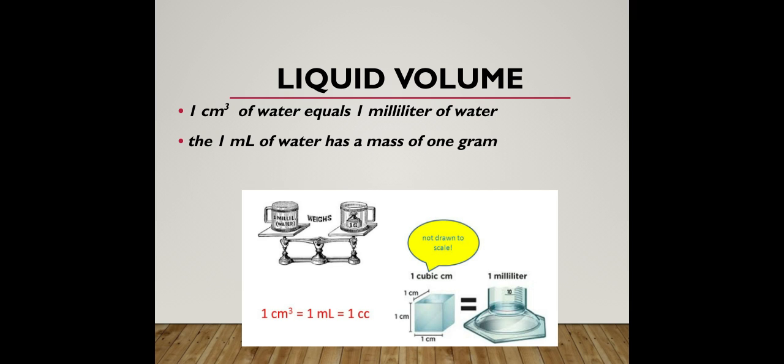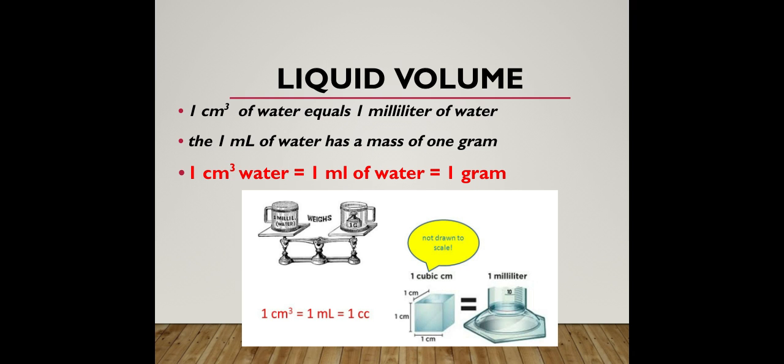And you may have also heard the term cc, like in a syringe to give an injection or a shot. Those are all equal to each other, which is really important because we can convert between a liquid volume and how much mass it takes up, or how much mass something has to a liquid volume.